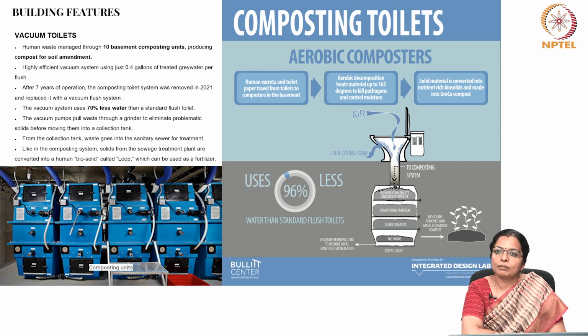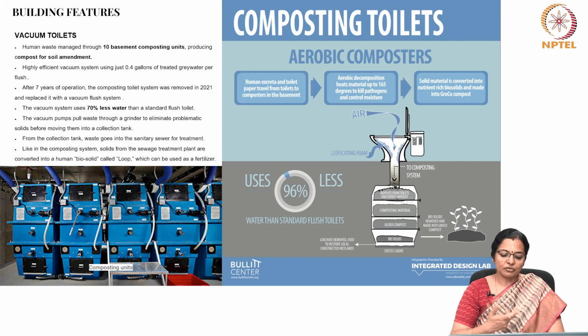The vacuum pumps pull waste through a grinder to eliminate problematic solids before moving them into a collection tank. From the collection tank, waste goes into the sanitary sewer for treatment. Like in the composting system, solids from the sewage treatment plant are converted into a human biosolid called Loop, which can be used as a fertilizer.